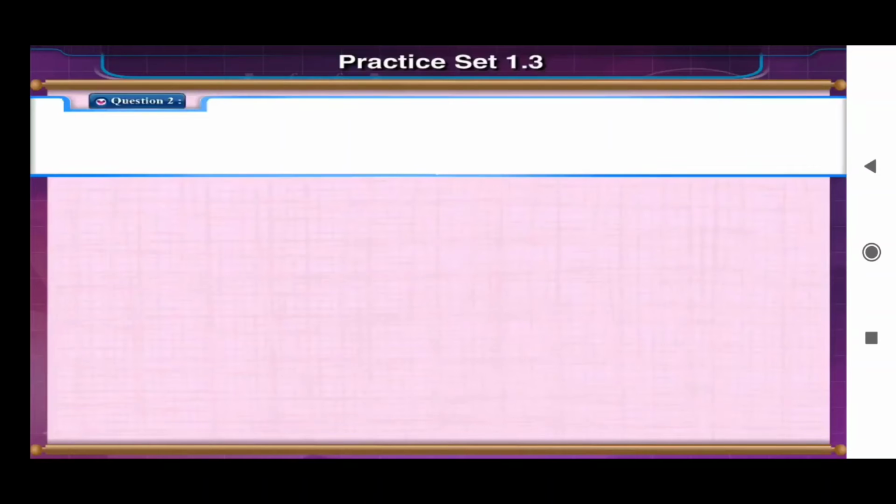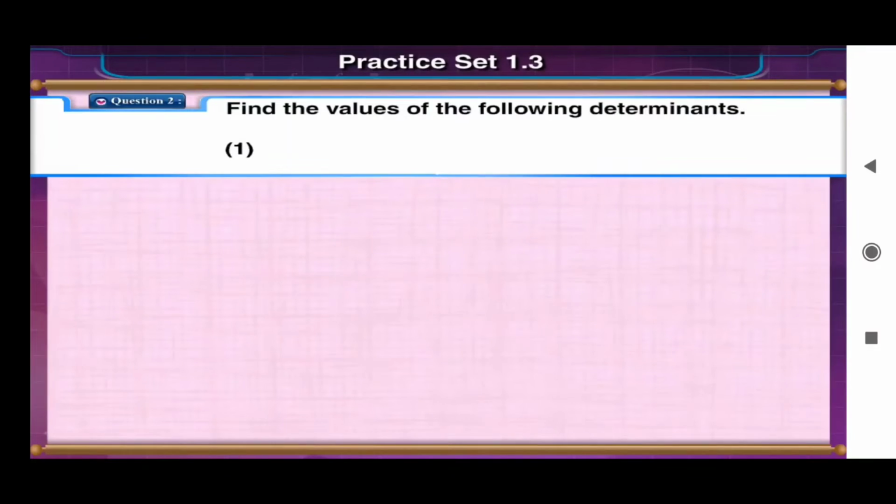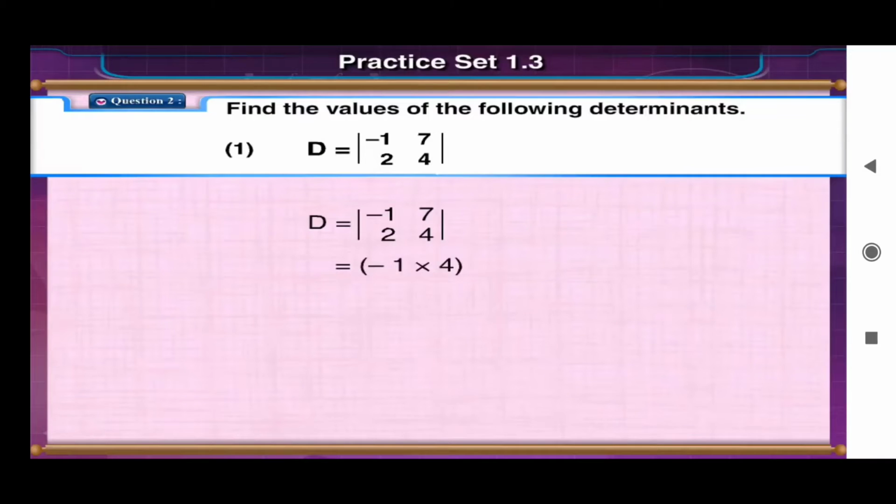Question 2. Find the values of the following determinants. 1. Determinant of -1, 7, 2, 4. This is equal to -1 into 4 minus 7 into 2. That is equal to -4 minus 14, which is equal to -18.